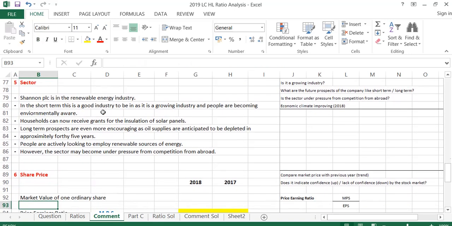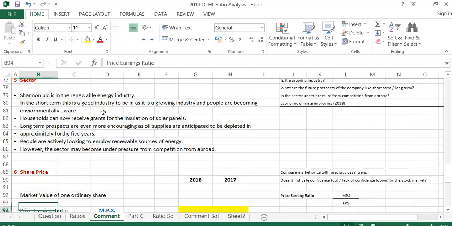Share price is the last heading. So the first 5 headings were always going to be the same, no matter whether we're looking from the point of view of the debenture holders, banks, or shareholders. Now, if we're talking from the debenture holders or banks, our 6th heading is going to be security, whereas for shareholders, our 6th heading is going to be share price.